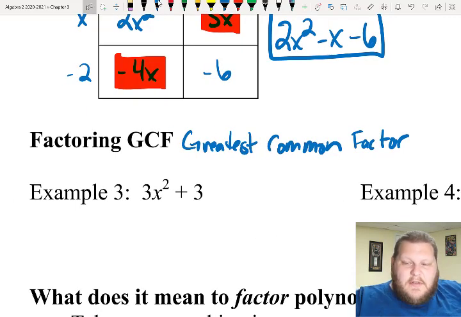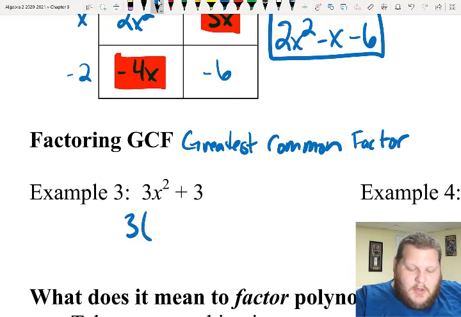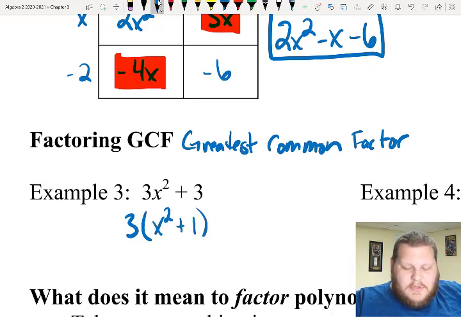So in this case, for example, number 3, they have a 3 in common. 3x squared plus 3 are both multiples of 3. So if I take that 3 away, what I would be left with, 3x squared divided by 3 is just x squared. Positive 3 divided by 3 is just 1. So 3 times x squared plus 1 is what that would factor out into.